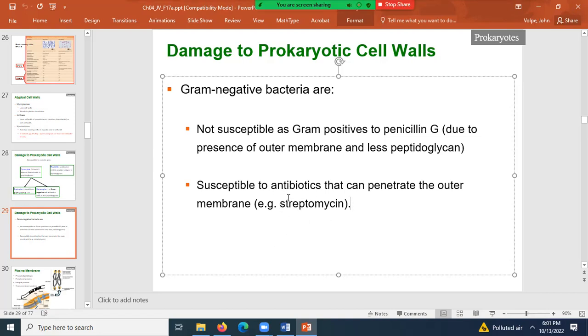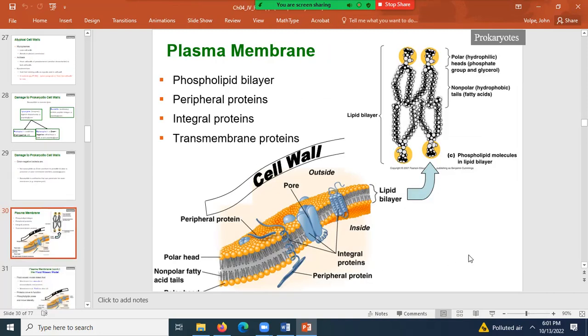There are antibiotics which can damage the gram-negative cell wall. Let's move on to talking about the plasma membrane. It's a phospholipid bilayer. It does have proteins in it. There's three types of proteins: peripheral proteins, integral proteins, and transmembrane proteins. Peripheral proteins are proteins that are either on the outside of the cell membrane or on the inside of the cell membrane. The other proteins, integral and transmembrane proteins, they span the cell membrane.